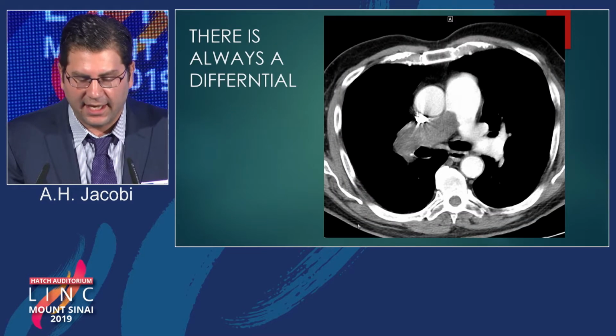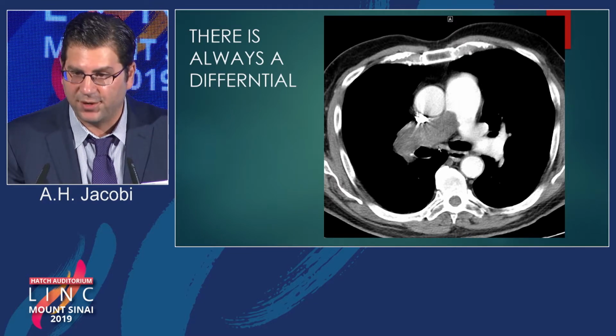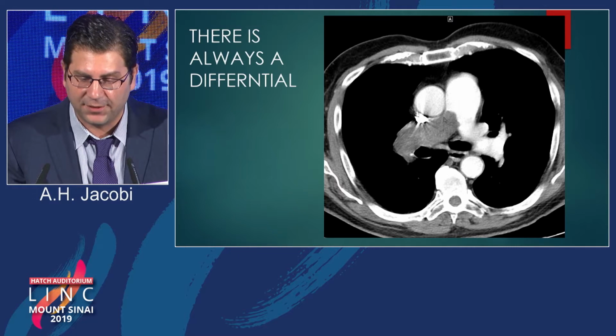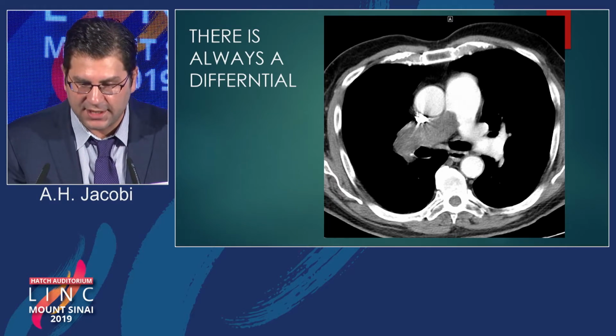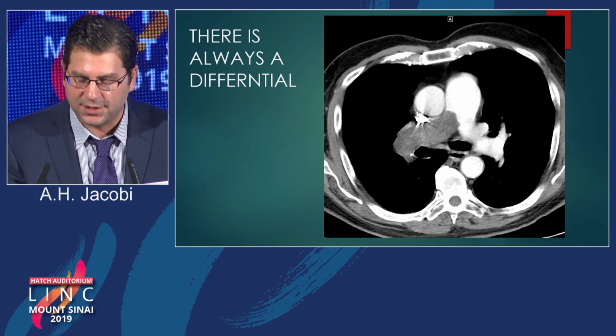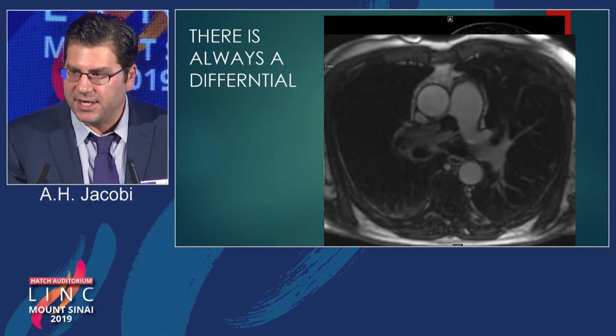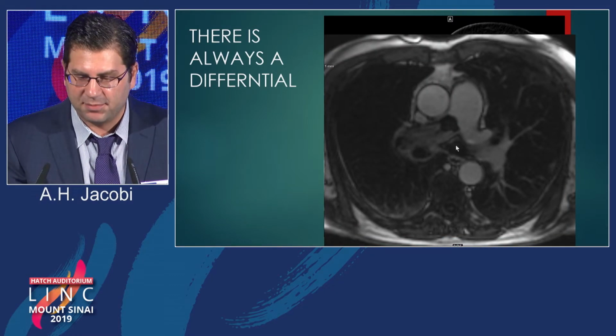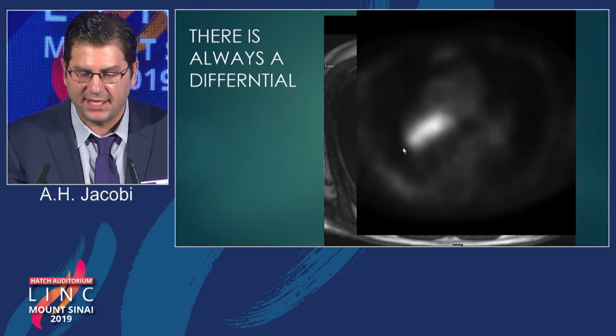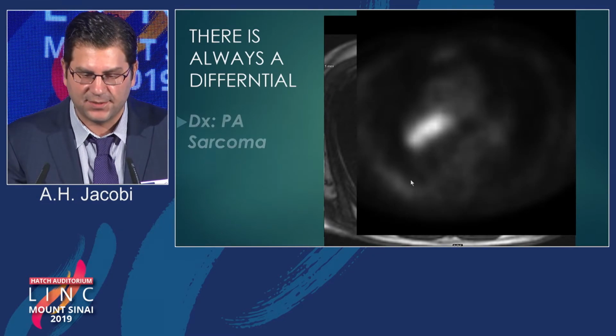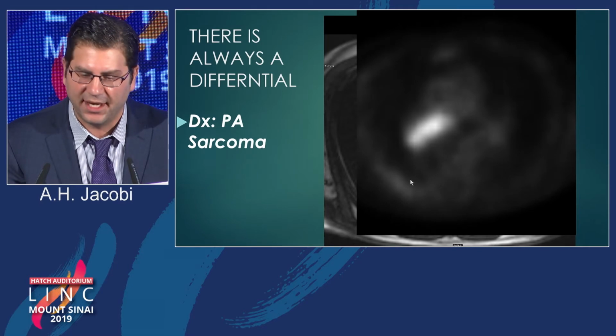And again, my last slide, remember there is always a differential, so this looks like a big pulmonary embolism in the right main pulmonary artery, but if you look, maybe it's a little suspicious, there's really nothing going into the left, it almost looks like it's expanding the pulmonary artery itself. When we did the contrast MRA, we can see that this enhances post-contrast, and when we did the PET CT, this is lighting up like crazy, so this was a PA sarcoma, and this patient had a pneumonectomy.